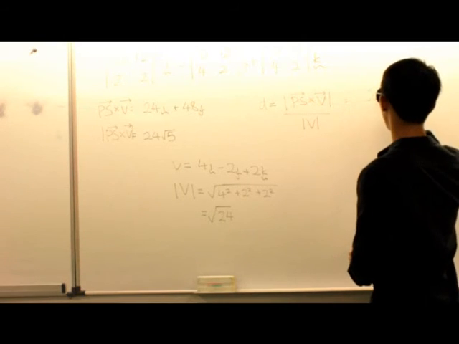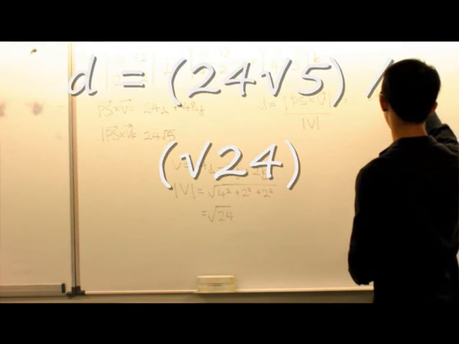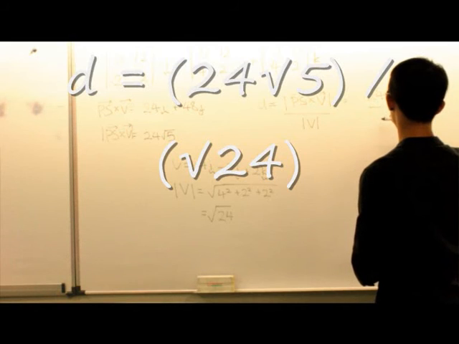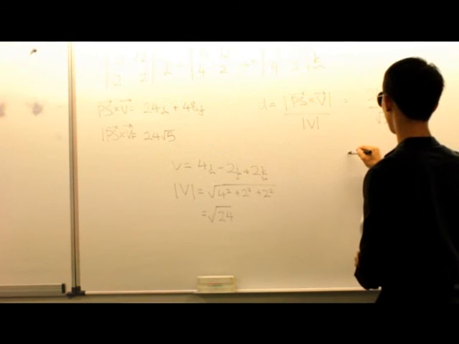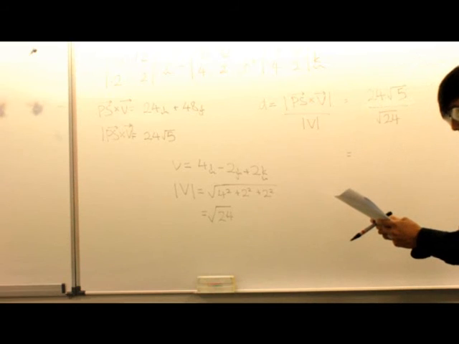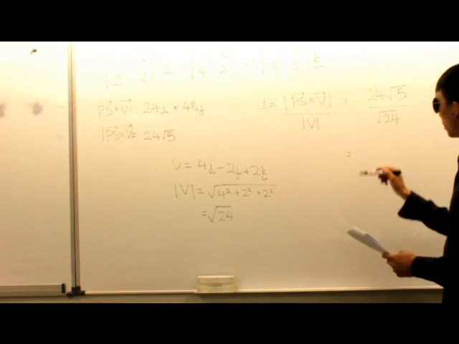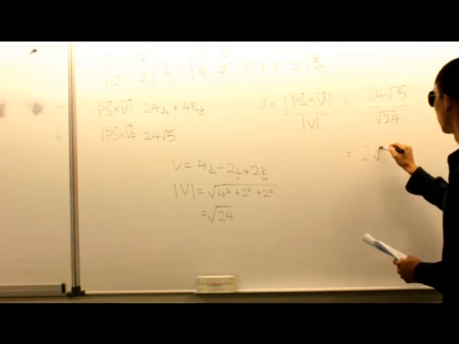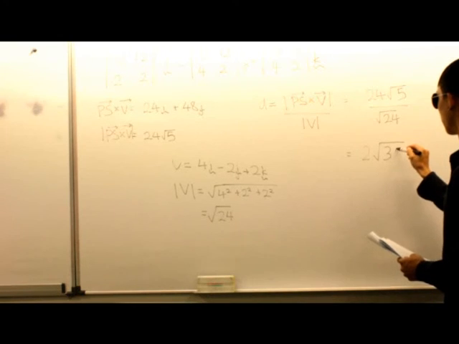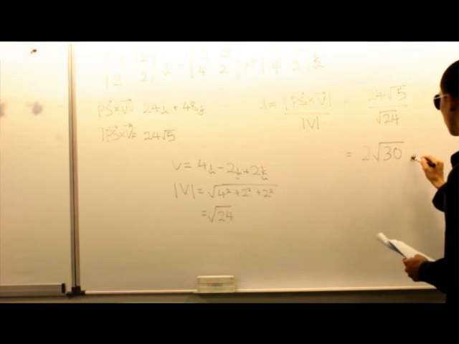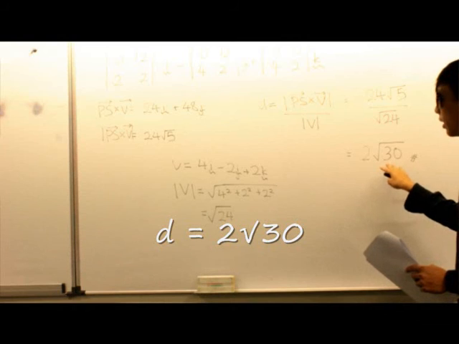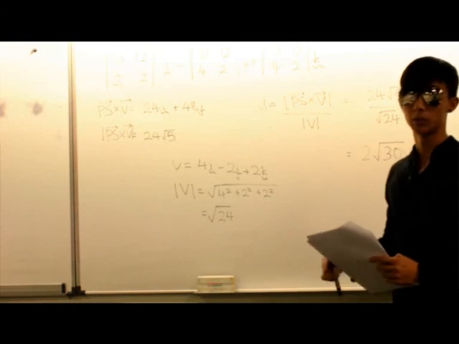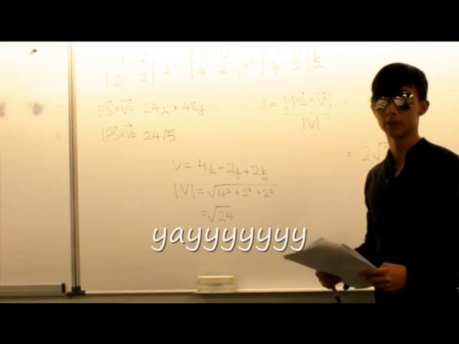PS cross V over magnitude V is 24 root 5 over root 24. And finally, we have the answer to be 2 root 30. And this, just to remind you, is a scalar quantity, and this is the distance D between the point S and the line V.